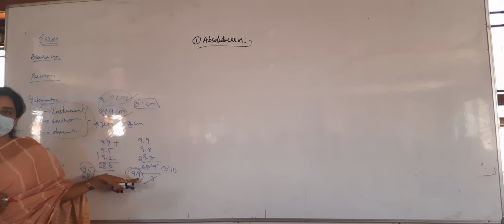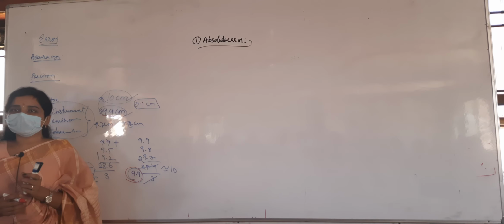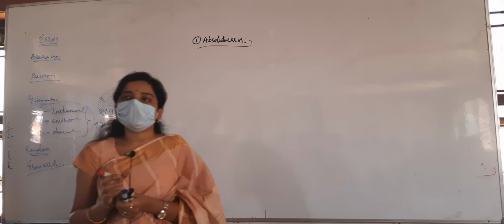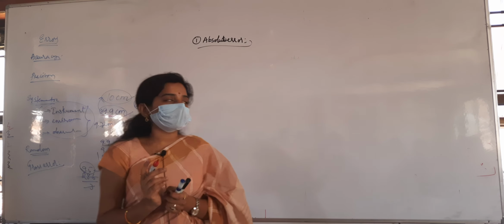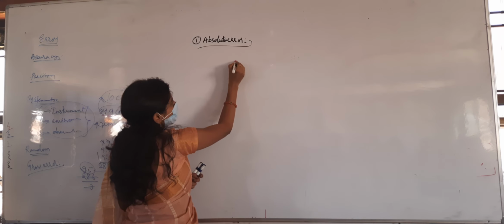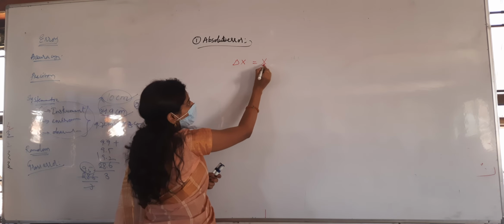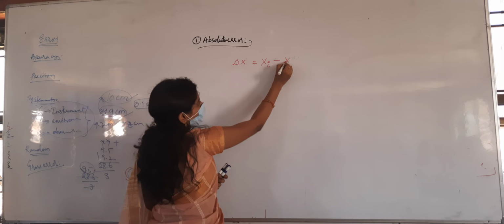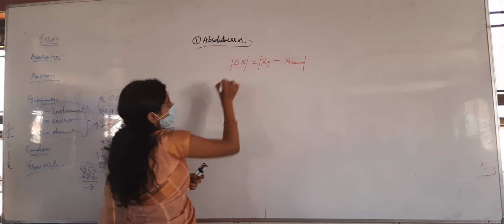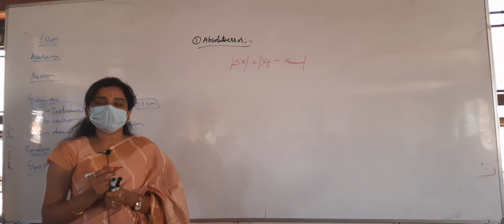Mean value is how much here? 9.8. Observed value is how much? 9.8. Is there any error in that? There is no absolute error. Error is there of course, but there is no absolute error. Absolute error, we call it delta x. Delta x is nothing but the difference between the observed value and the mean value. You have to take the magnitude for this, always it will be positive.